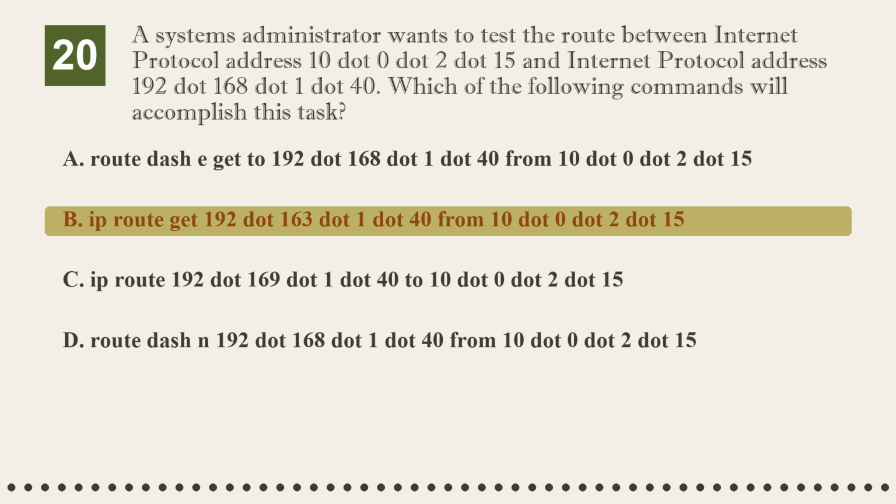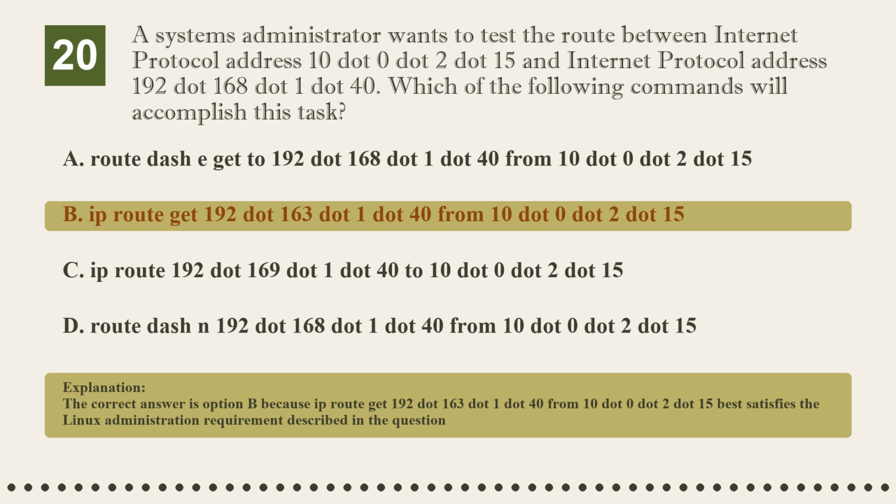192.163.1.40 from 10.0.2.15. The correct answer is option B because IP root get 192.163.1.40 from 10.0.2.15 best satisfies the Linux administration requirement described in the question.